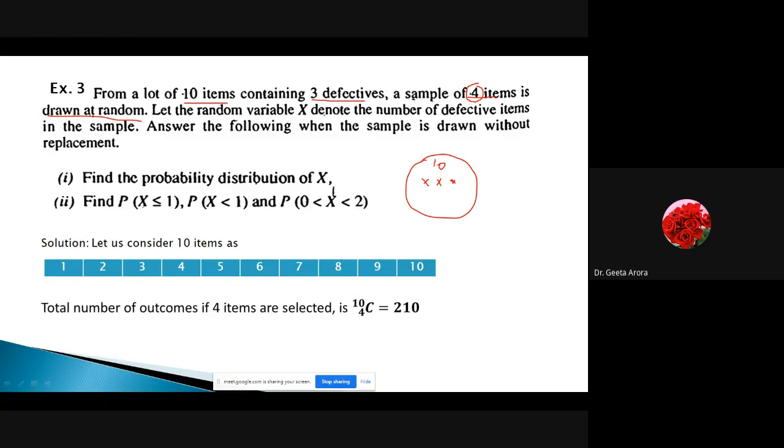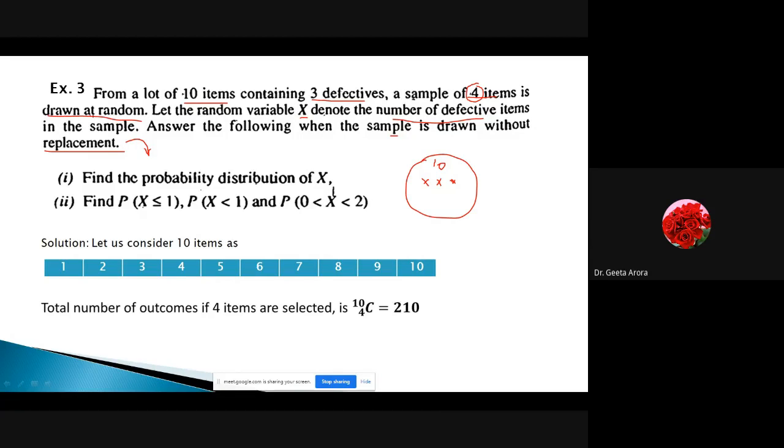Correct? Now let the random variable X, capital X, denote the number of defective items in the sample. Here we are denoting how many defective items there are in a sample by capital X. Now we have to answer the following when the sample is drawn without replacement. Without replacement means we take it out and it will not be replaced back. Correct?